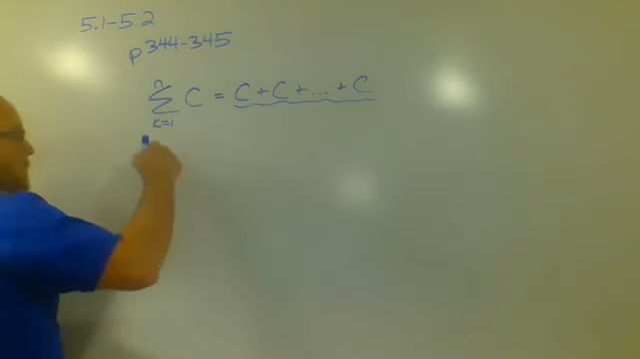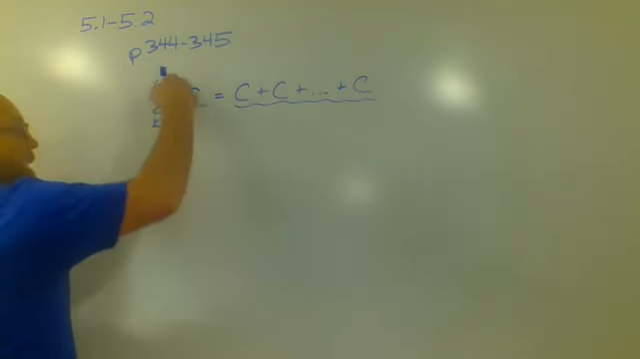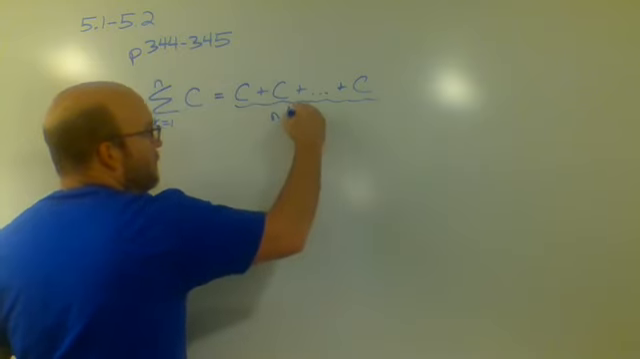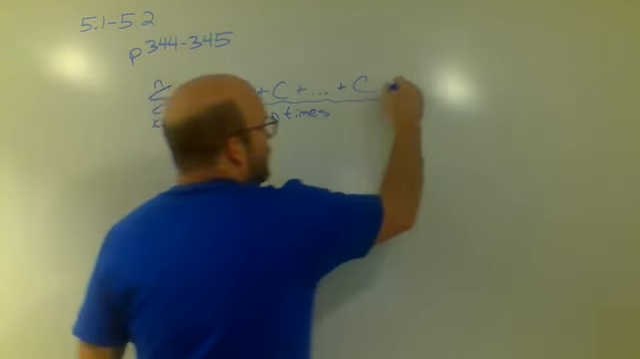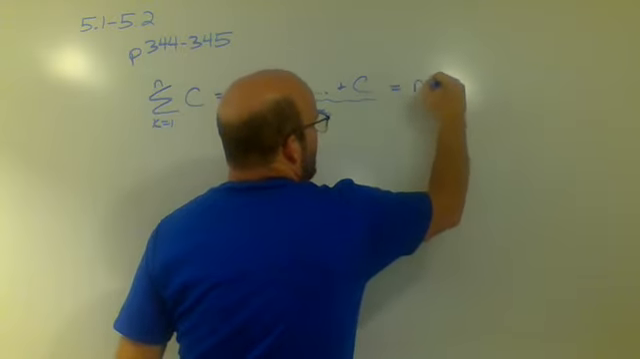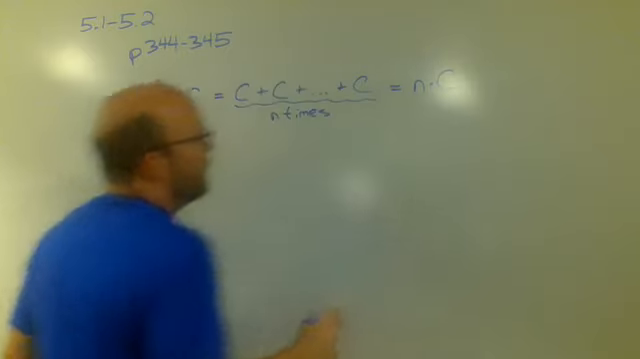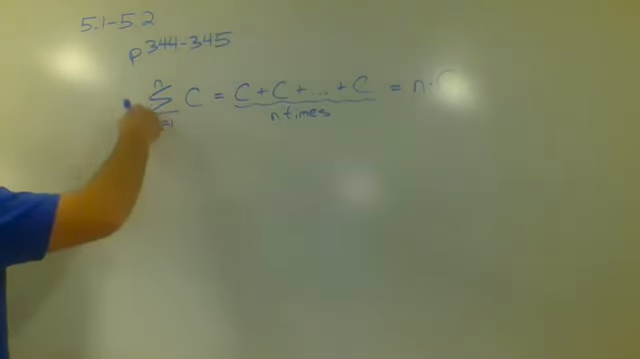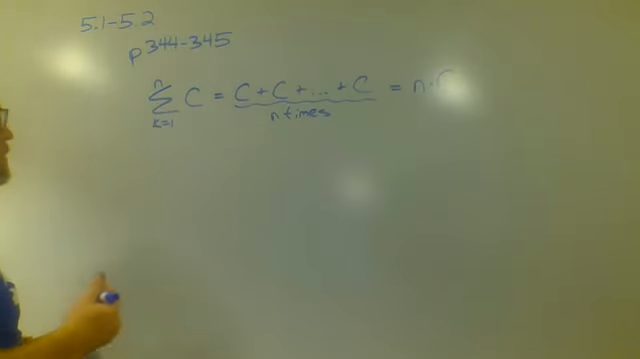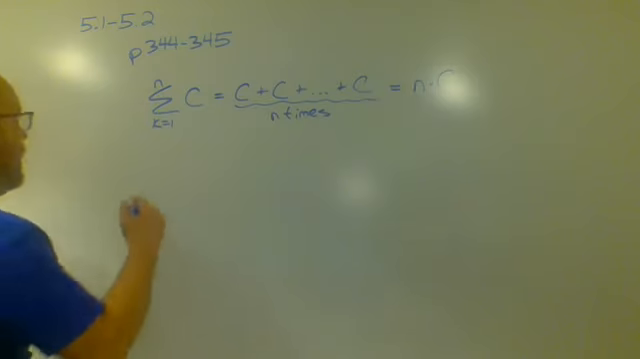So that's just the constant added to itself. How many times is that happening? Well, counting from 1 to n, it's certainly going to be n times. So this is just n times whatever that constant is. Or if you prefer, c times n, but either way, that's all that happens. If you have a constant, you just multiply it by however many terms you end up with. Okay, so that's how you can sum up a constant.